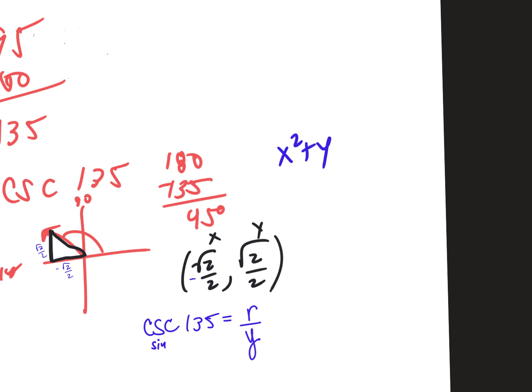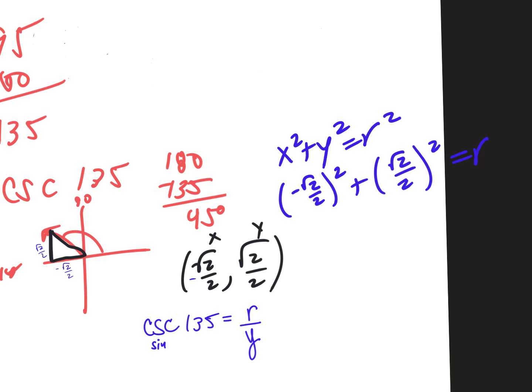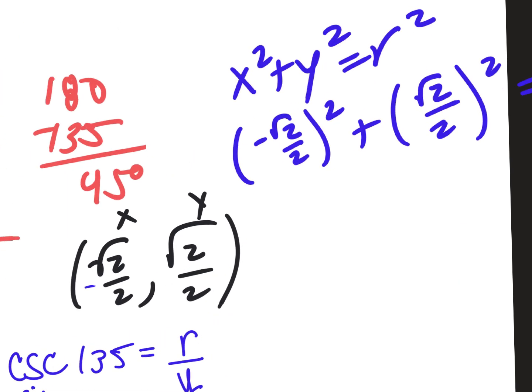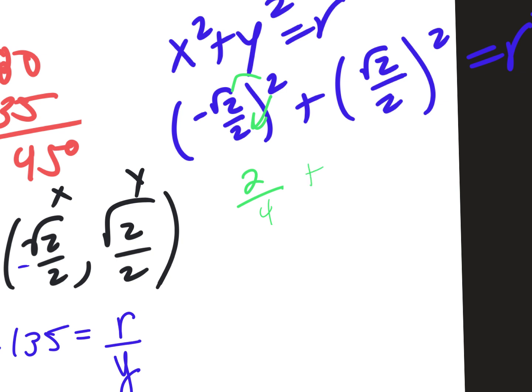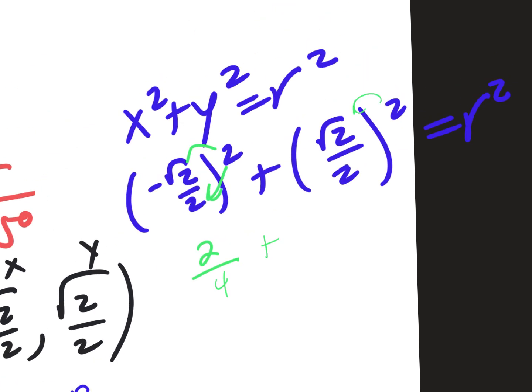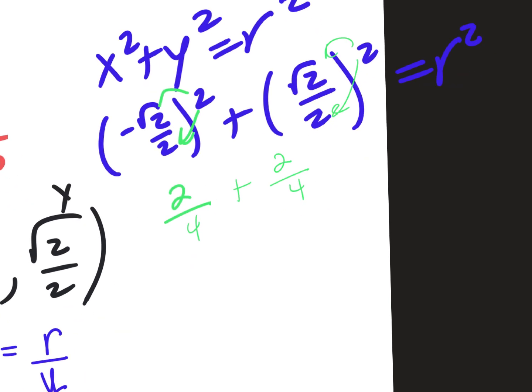It's x squared plus y squared equals r squared. So if I take negative root 2 over 2, square it, plus positive root 2 over 2 and square it, that gives me r squared. So when we do this, negative square root of 2 times negative square root of 2 is just going to give me 2 over, when I distribute this down, this gives me 4, plus, we're going to distribute, square root of 2 times square root of 2 is 2 over 4. So when I add 2 over 4 plus 2 over 4, I get 4 over 4, which equals 1, equals r squared. Take the square root, so r equals 1.